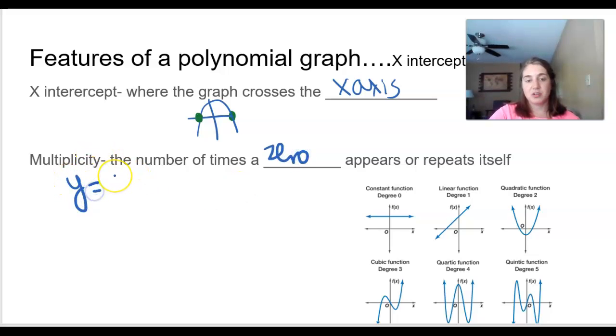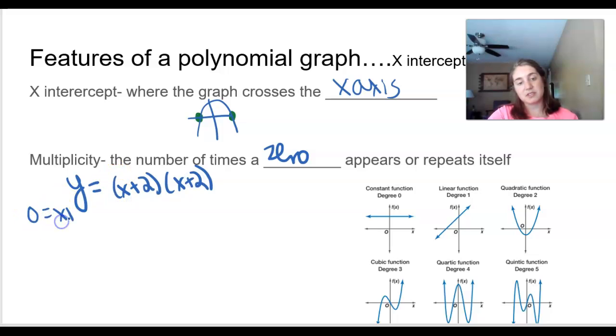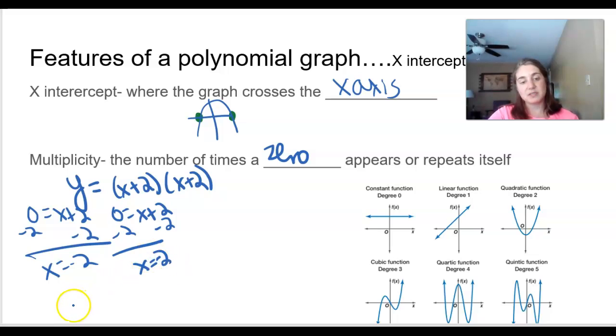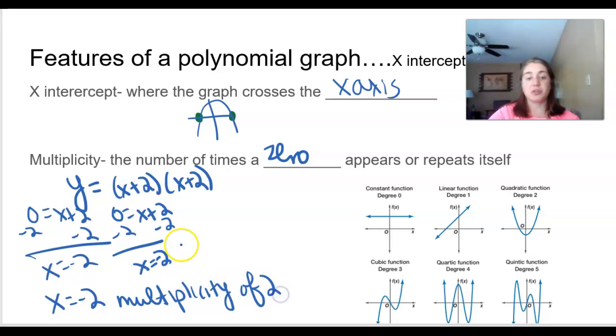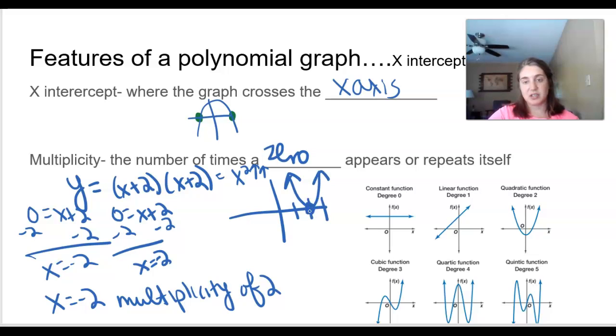For example, if I gave you this equation, we know that 0 equals x plus 2, 0 equals x plus 2. So x would equal negative 2 twice, but we would say this as negative 2 with multiplicity of 2. In other words, it just appears on the graph twice. Or it just has a zero twice. So what this looks like on a graph is I know that this is the same as x times x, so it'd be like an x squared, so it'd be an up. It would only cross the graph once, but the multiplicity would be 2.